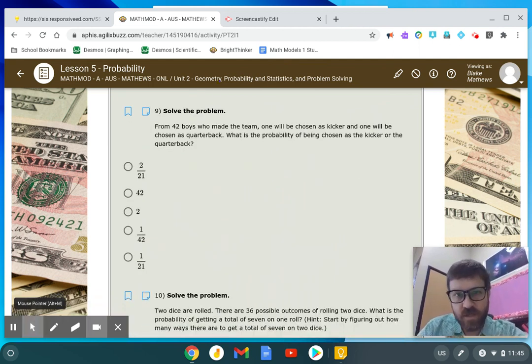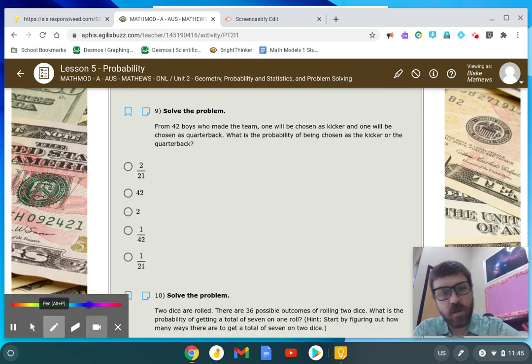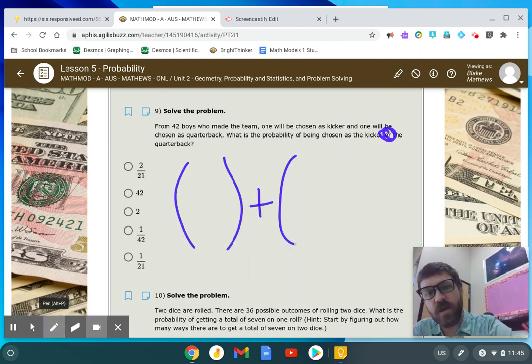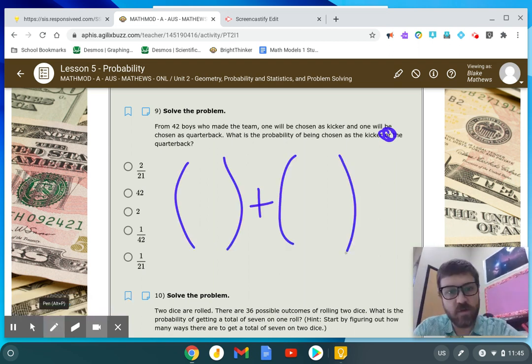From 42 boys who made the team, 1 will be chosen as a kicker and 1 will be chosen as a quarterback. What's the probability of being chosen as the kicker or the quarterback? So or is a great word in probability that means to add. So we're going to have 2 fractions, and we're going to add those fractions this time. So you need to tell me what's the probability of being a quarterback and being a kicker. It says there's going to be 1 of each, and you have the total right here. So make 2 fractions, add those fractions together.